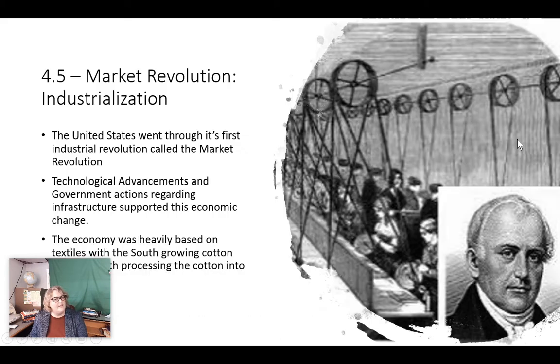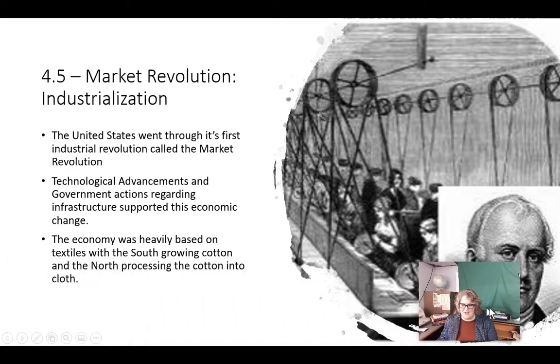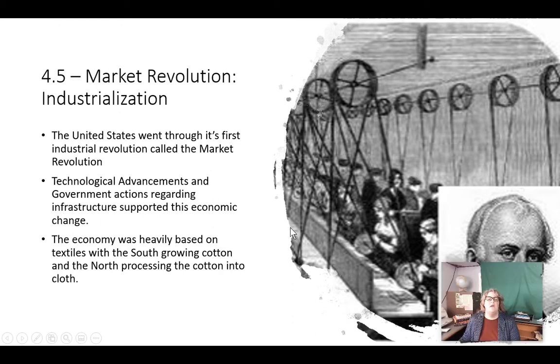Okay, so then we're going to switch gears. So far, those topics have mainly been political. But we'll switch gears at 4.5 and 4.6, and we're going to be looking at the economic history of the United States. So this first half of the 1800s is when the United States went through its first industrial revolution, which is called the market revolution, because it really focuses not just on technology change, but we're also going to see, we're going to move to a market system based more on capitalism. So they call it the market revolution, and it is spurred by technological advancements.